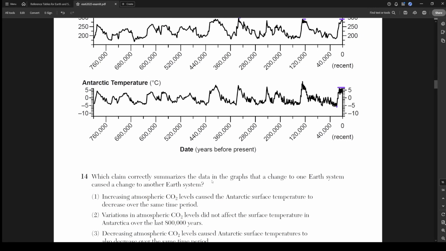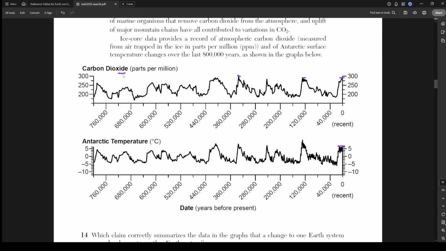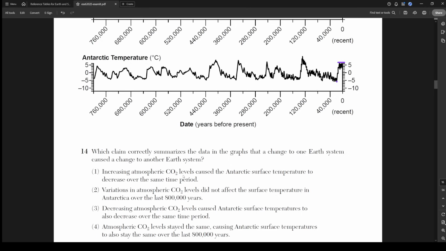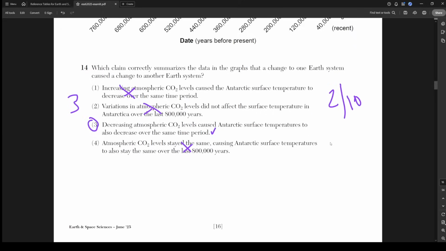Which claim summarizes the data in the graphs, that a change to one system causes another change in another? So I'm saying, if you pollute the atmosphere with CO2, it affects the ice. Increasing CO2 levels cause the Antarctic surface temperature to decrease? No. Variations in CO2 do not affect the surface temperature? No. Decreasing them causes Antarctic surface temperatures to also decrease? Yes, they're directly related there. Atmospheric CO2 level stayed the same? No. So this one, the answer to 14 is going to be 3, and this question is super easy. And they better give you an easy question after those last couple, because those were stupid. 2 out of 10.